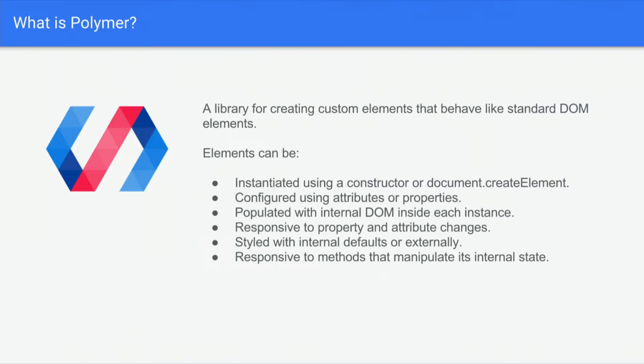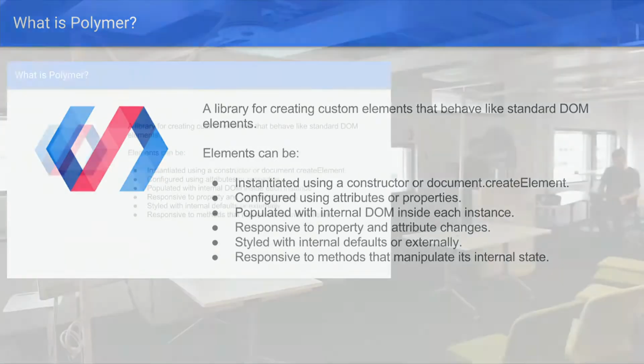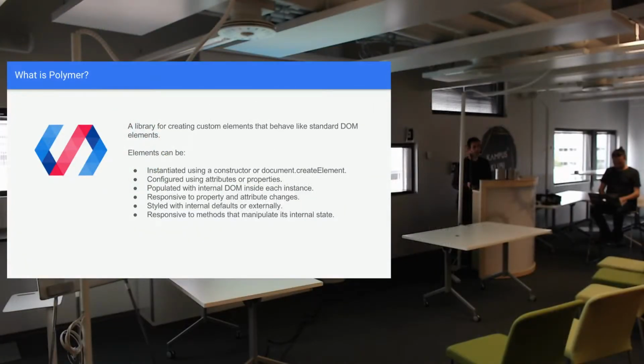The elements can be instantiated using a constructor, or you can just use document.createElement. So that's nothing new about that. You can configure using attributes or properties. If you have worked already with component-based architecture, also nothing new. They populate the internal DOM inside each instance, so it has a really self-contained DOM.